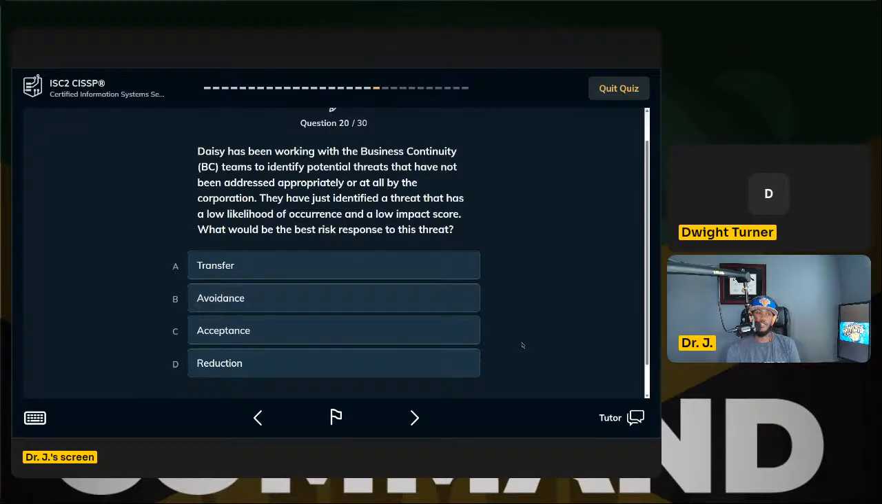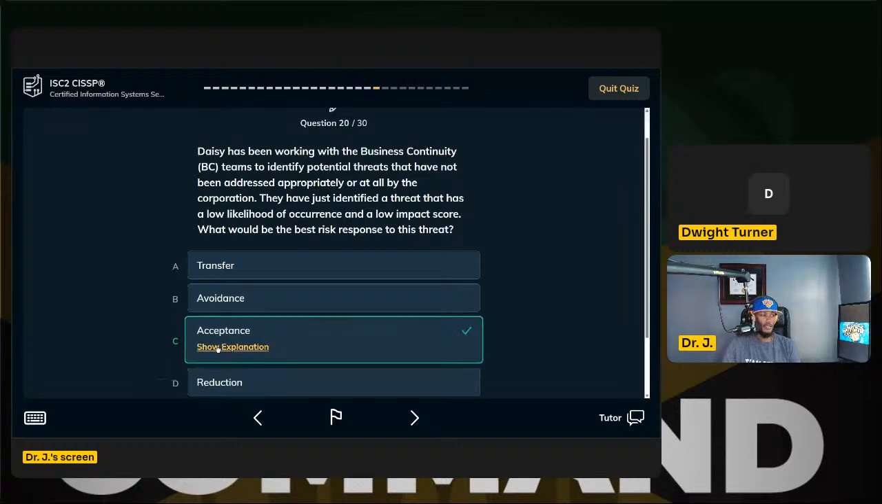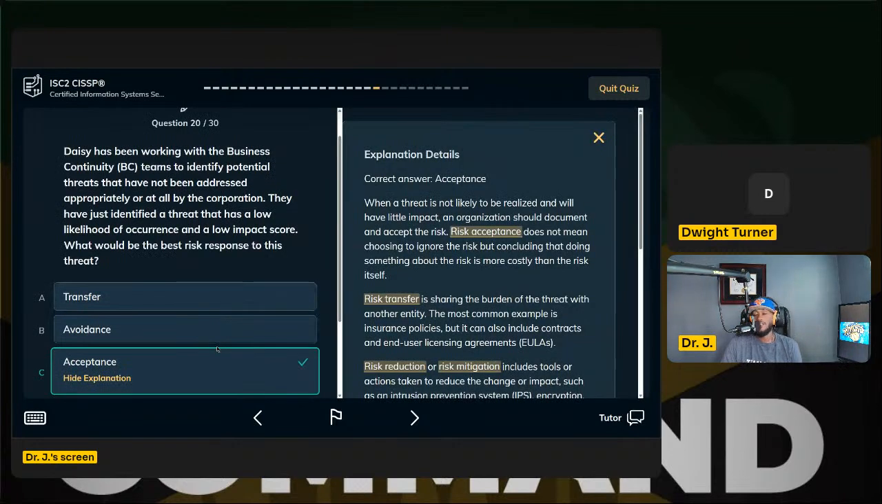And reduction, you wouldn't reduce it because it's already low. If it was high, then you would take some mitigation steps to bring it down. But since it's already low, you're not going to bring it down any lower. So at this point, you just accept it because it's a low likelihood and it's going to have a low impact. So even if it does come to fruition, it's not going to hurt you.